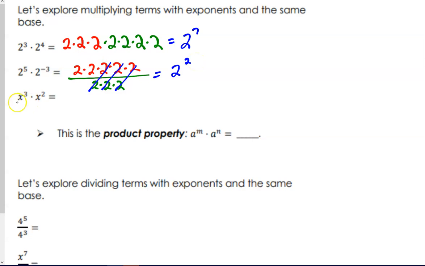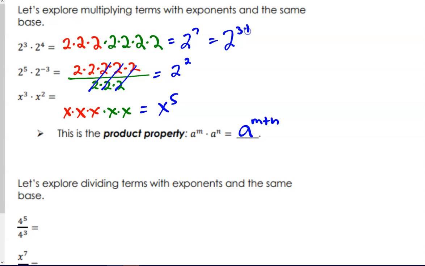Last example, x cubed means we have 3 x's. x squared means we have 2 x's. And in total, we have 5, so it becomes x to the 5th. So what happened? What did we get to do with our exponents each time to get the simplified blue version? We got to add them together.